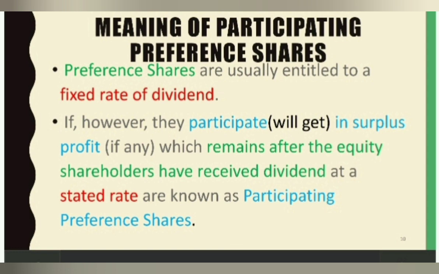Participating preference shares. Preference shares are usually entitled to get a fixed rate of dividend. If, however, they participate in surplus profit which remains after the equity shareholders have received dividend at a stated rate, they are known as participating preference shares.